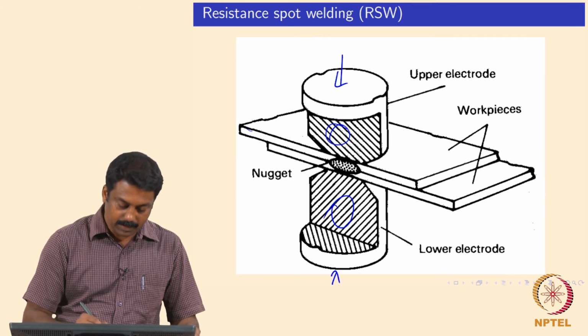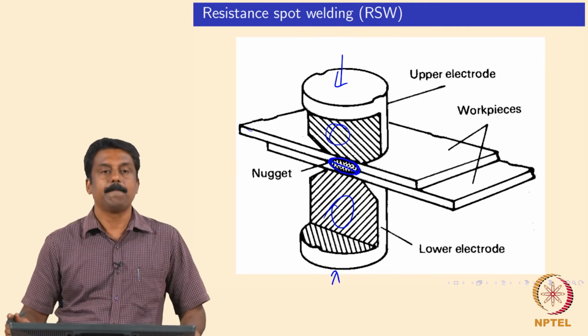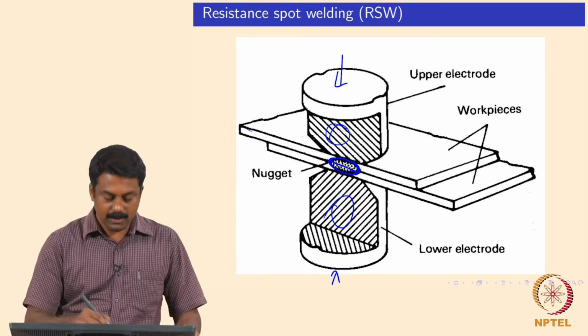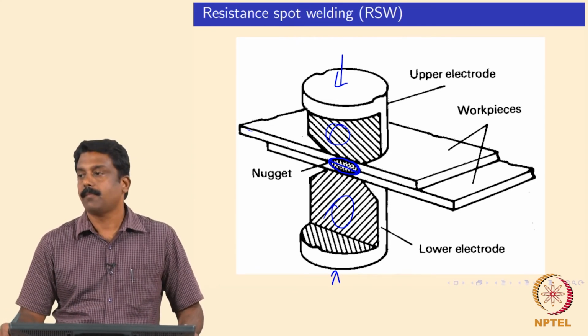the current, and during this process heat is generated at the interface, and the interface starts melting and then forming a weld nugget, a very beautiful weld nugget, at the center of the electrode and the surrounding area. Is it clear?